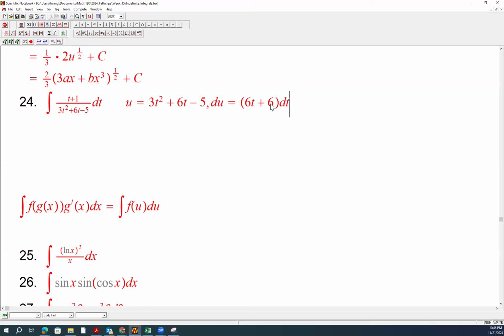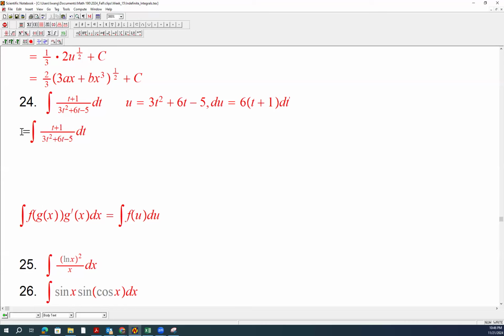You see, these are typical academic questions. They didn't mean to make our life so difficult. There's a solution. We just have to find it. So we're going to do the substitution now. The bottom is u. t plus 1 times dt, that's 1/6 of du. So this is changed to du, and that's going to be 1/6 in the front.